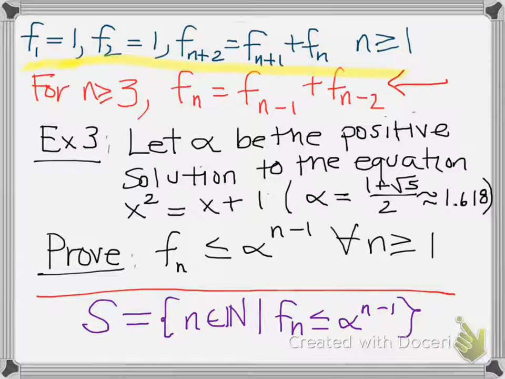Okay, and so our example 3 will be: let alpha be the positive solution to the equation x squared equals x plus 1. And so alpha is equal to 1 plus the square root of 5 over 2, which is about 1.618. That number might look familiar to some of you. If not, that's okay. And so what we need to prove is that f sub n is less than or equal to n plus 1 for all n greater than or equal to 1.